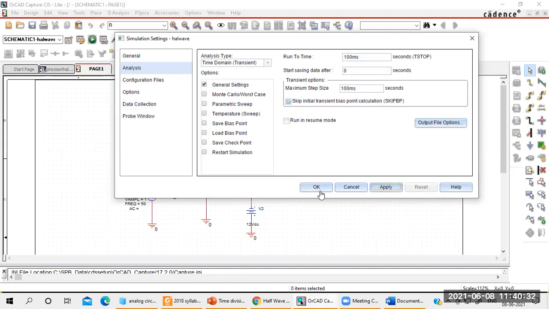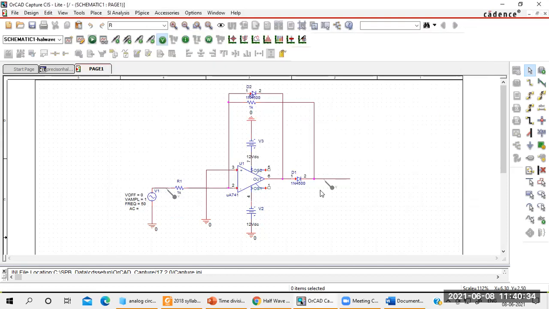Then apply. Understood. Then you take a voltage marker and keep it across the output of the op amp, meaning after the diode. Again, you take one more voltage marker and keep it across the input source, before the resistor. Understood. Then run PSpice, meaning you can run the simulation now.